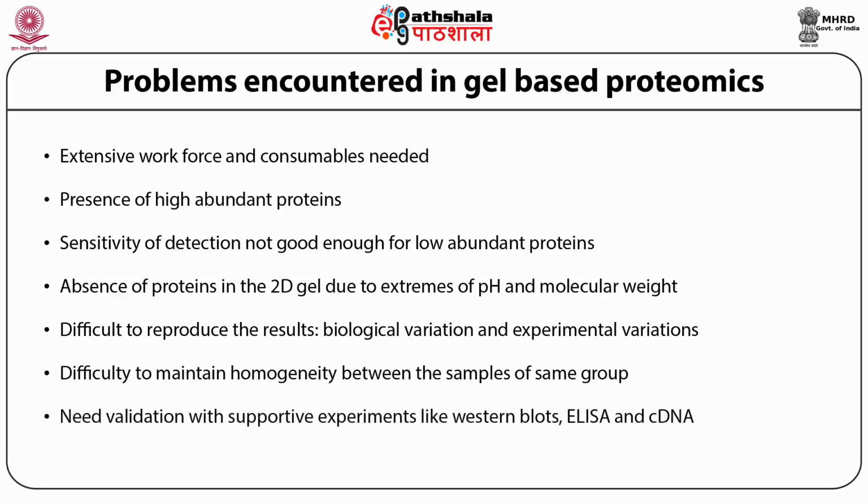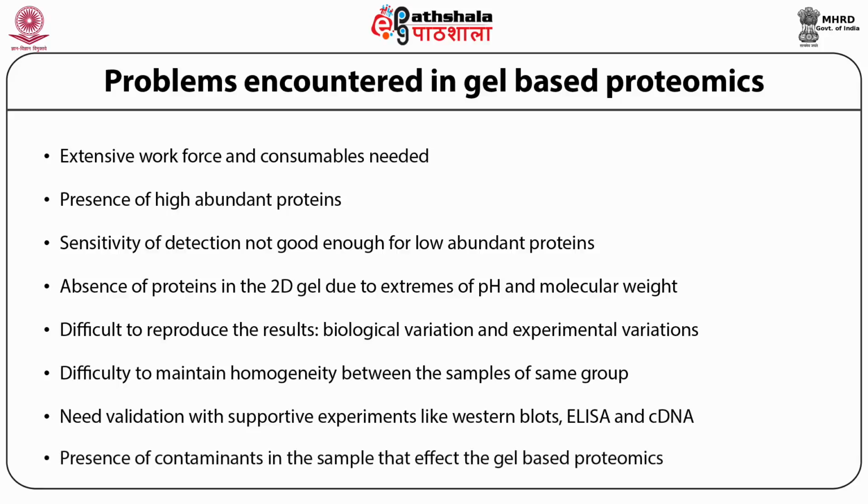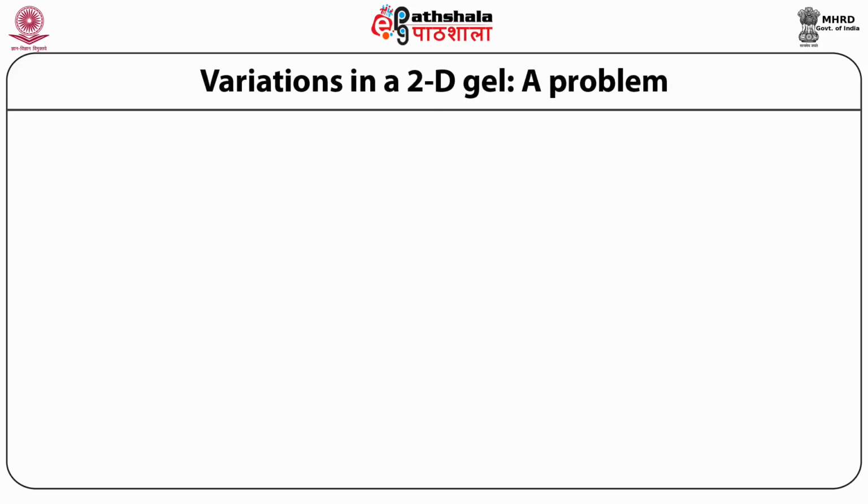There is a specific need to validate the gel-based experiments with other supportive experiments such as Western blots, ELISA, cDNA profiling, and immunohistochemistry as part of the validation. There are sometimes contaminants like carbohydrate, lipid, and ionic impurities, including salt, that could affect a smooth run of a gel. Variations in two-dimensional gel electrophoresis is sometimes a problem.